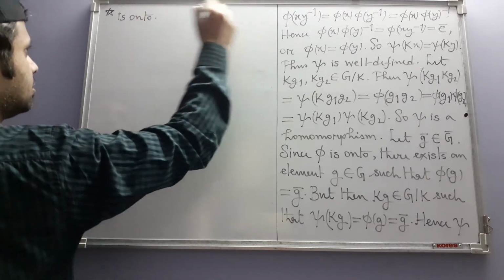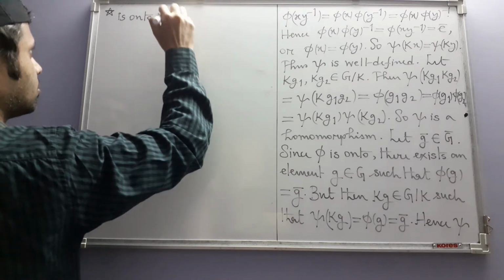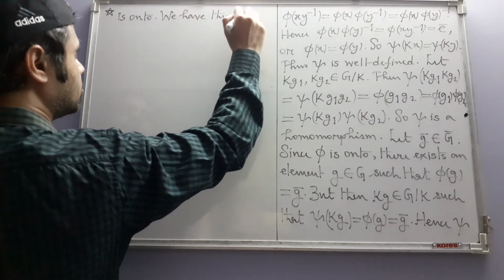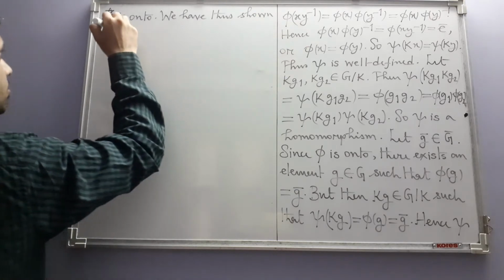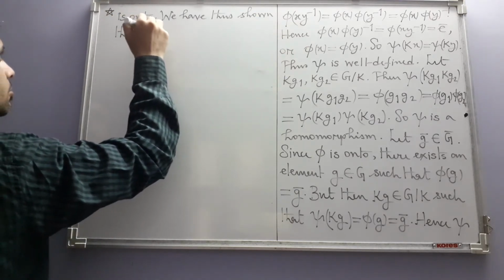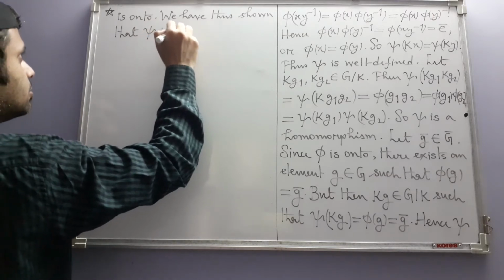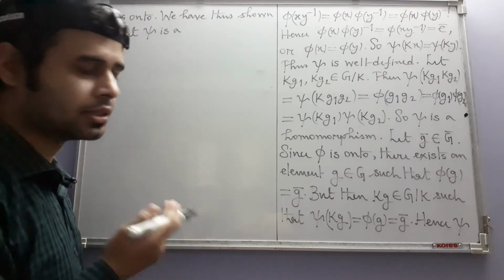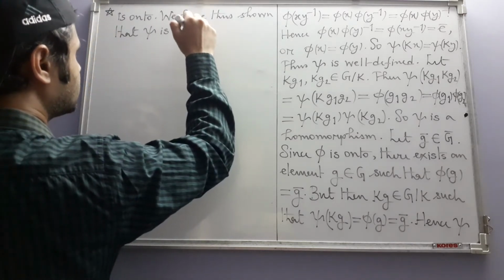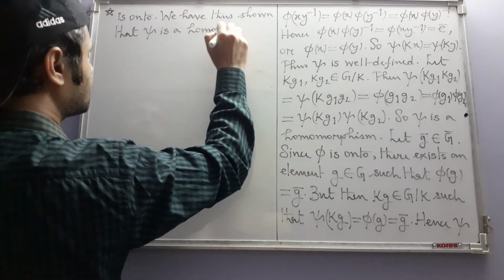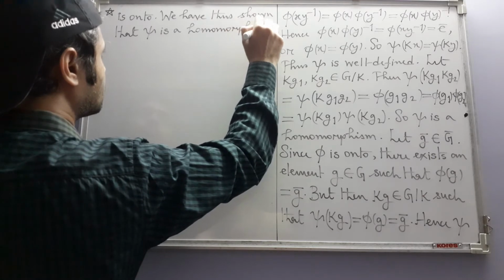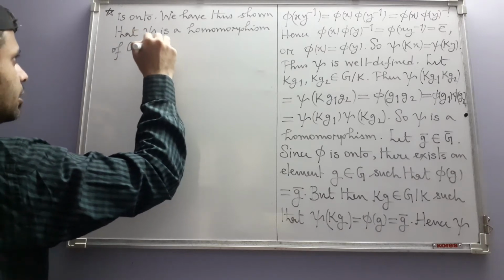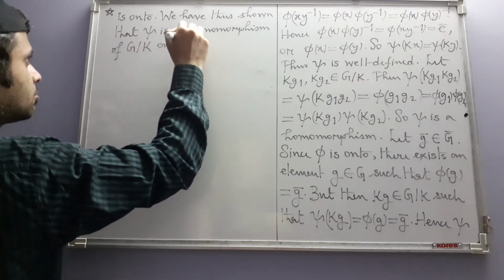So let us just summarize here. We have thus shown that psi is a homomorphism of G by K onto G bar. There is no need to in fact write it's well defined, because if it is not well defined there is no point working with it.